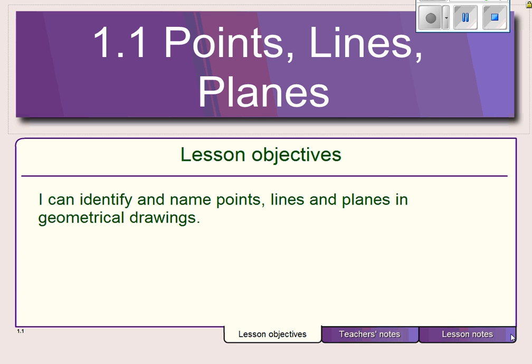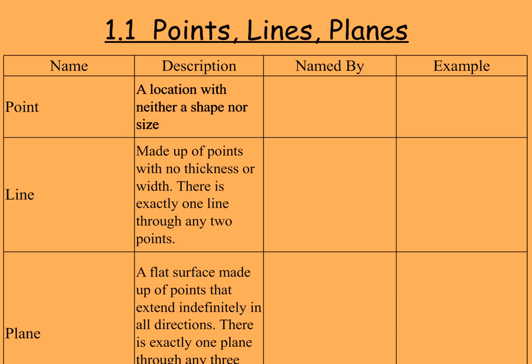All right, geometry guys, let us talk about points, lines, and planes. You need to be able to identify points, lines, and planes in geometrical drawings and be able to explain what they are. A point is a location with neither shape nor size. Basically, it is a dot, and it is named by one letter. For example, point P is right there, or point R, point F, point H, point S. They're named by one letter.